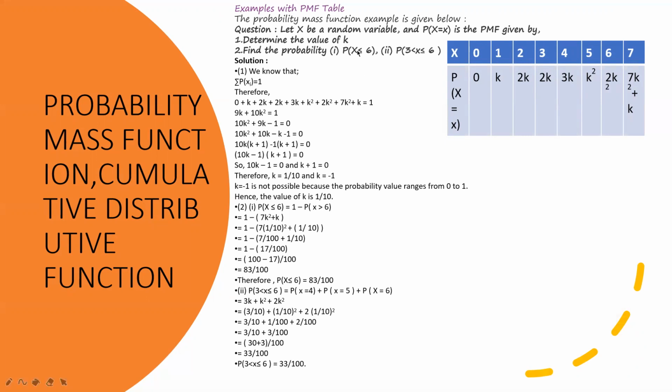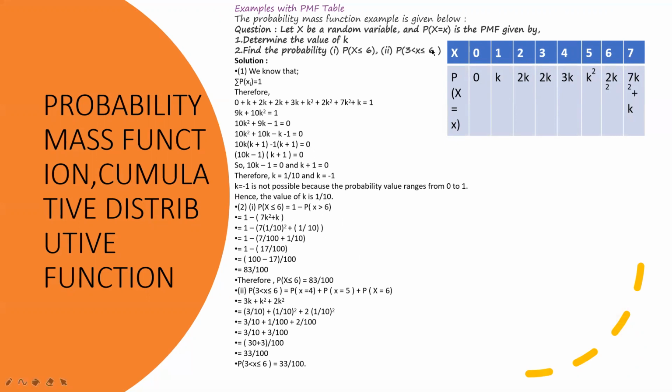Now P(X less than or equal to 6). P(X less than or equal to 6) means 1 minus P(X greater than 6). That is 1 minus (7k square plus k). We know the k value, substitute in it. So we get 83 by 100. Therefore, P(X less than or equal to 6) equals 83 by 100.